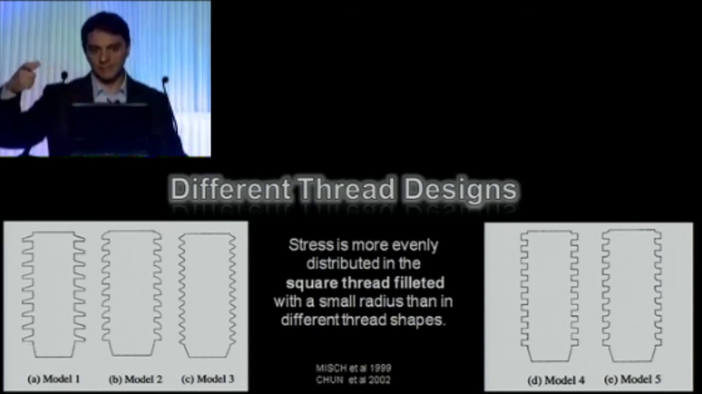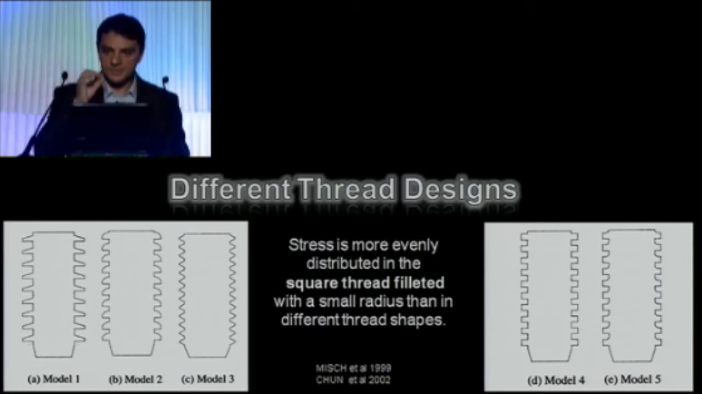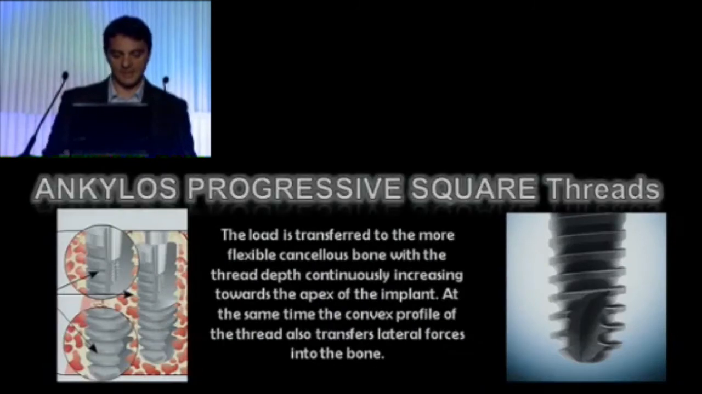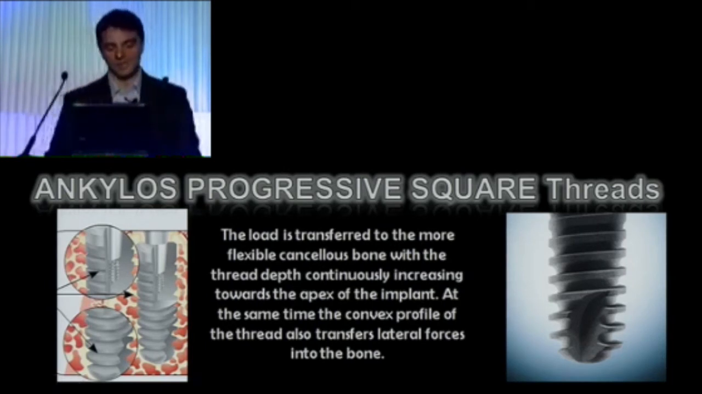you have to think that with an implant, you don't have a periodontal ligament. You don't have all the protection system of the periodontal ligament. So when you load on the crown, you are directly loading the bone. So it's very important that the connection between the implant and the bone is well designed. And it seems that the square thread is the best. And Ankylos, of course, has not only square threads, but they are also progressive, which also increases the ability to transfer the load to the bone, particularly in the cancellous part of the bone where you have the trabecula.